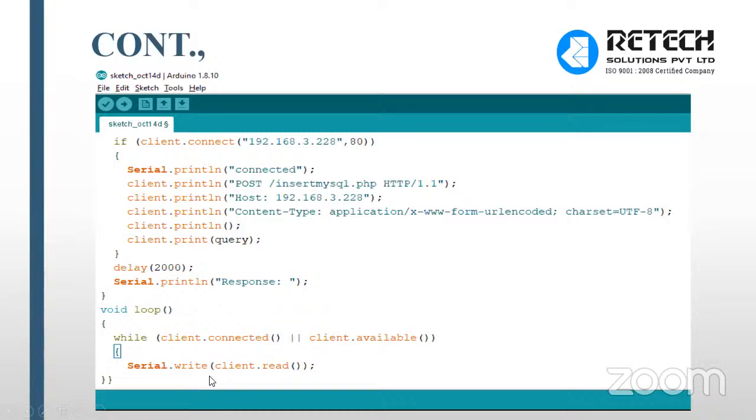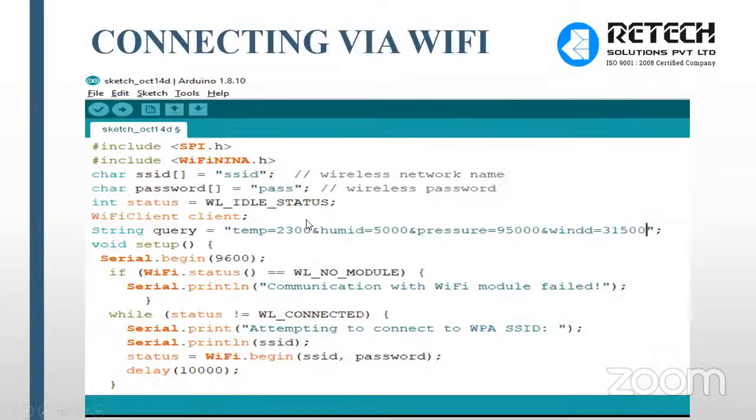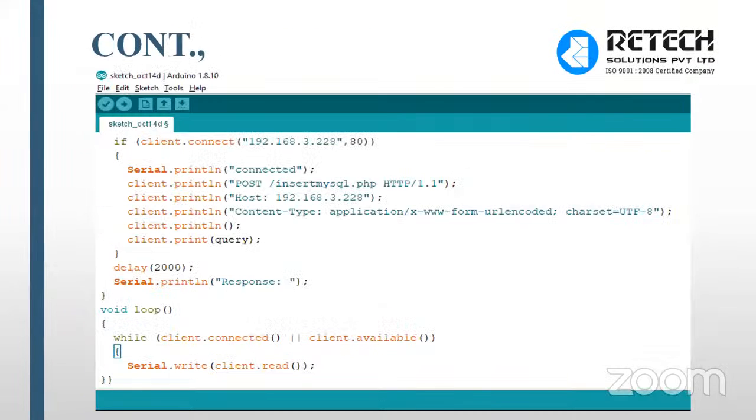Then client read: we read the data from the controller. That client read means the data will be uploaded to cloud. The loop condition will be executed every time. Based on this program only, the data will be uploaded. Simple thing: first we give our SSID and password and we read the sensor data. I will tell how to read the sensor data in Arduino. Then based on the HTTP protocol and inserting into the MySQL database, we upload the data to cloud.